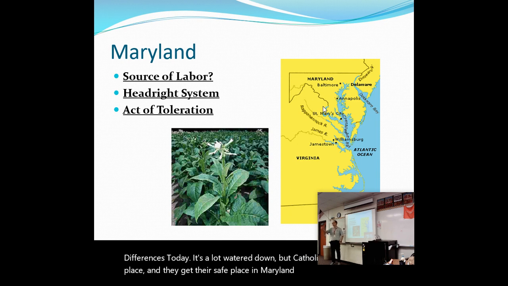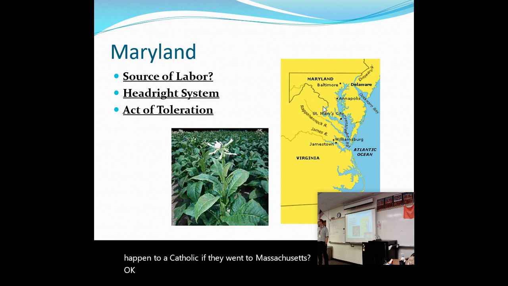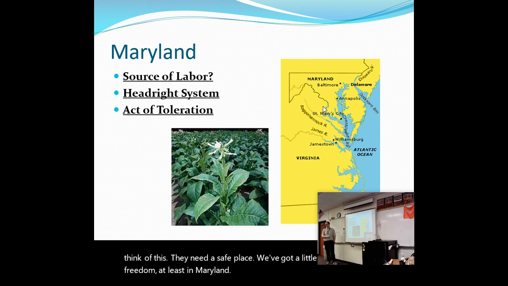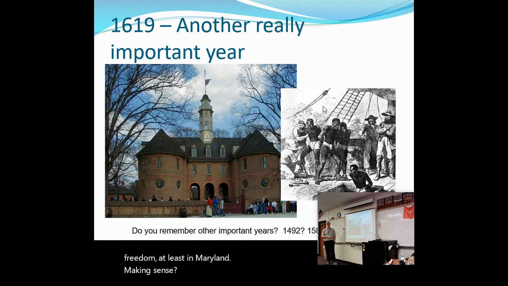So you're seeing seeds of religious freedom in America, but it's only Maryland for Catholics. You'll get one other colony that has religious freedom. But you know what would happen to a Catholic if they went to Massachusetts? Well, they could be killed. Massachusetts hates Catholics. So just kind of think of this. They need a safe place. We've got a little bit of religious freedom, at least in Maryland. Making sense? All right. One more year to add to the pile.